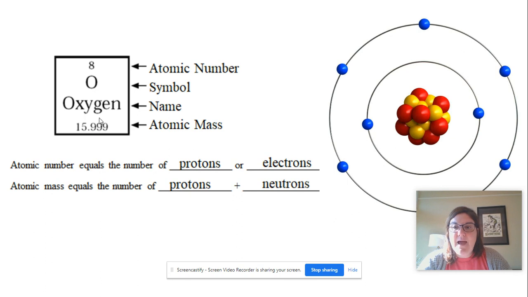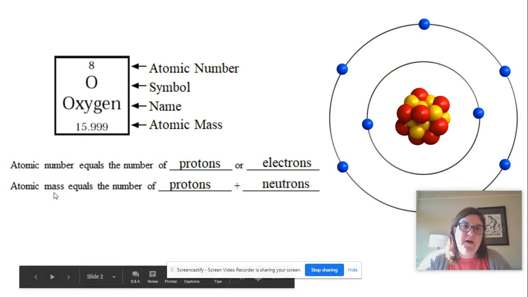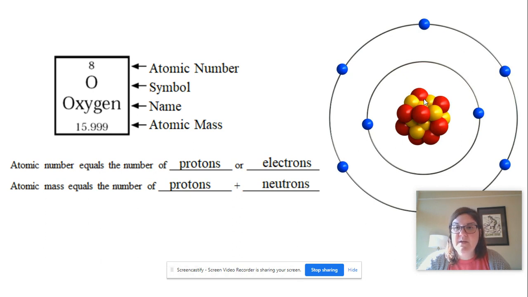Your atomic mass is basically how much matter is inside the nucleus of an atom, right? Okay. And just to help you remember, the atomic number equals the number of protons or electrons in a balanced atom. And then the number here at the bottom, your atomic mass, is protons plus your neutrons. So it's how much this weighs, okay?